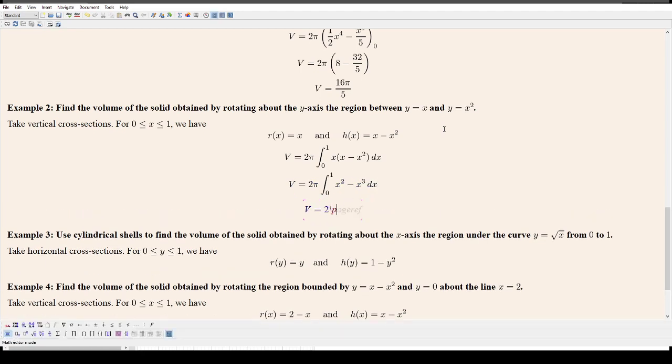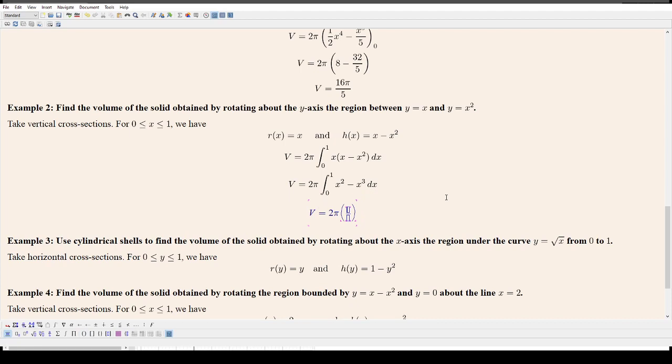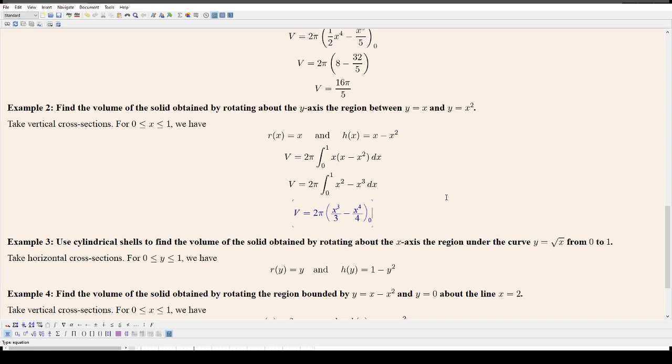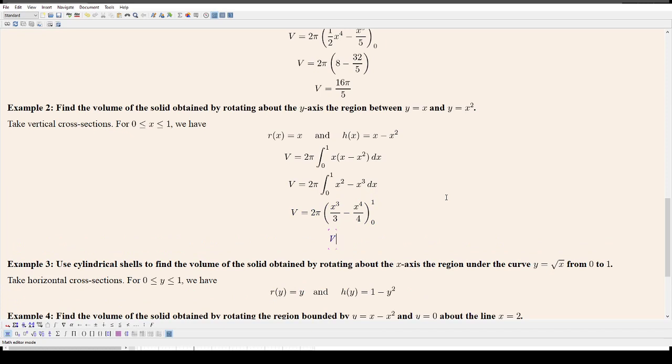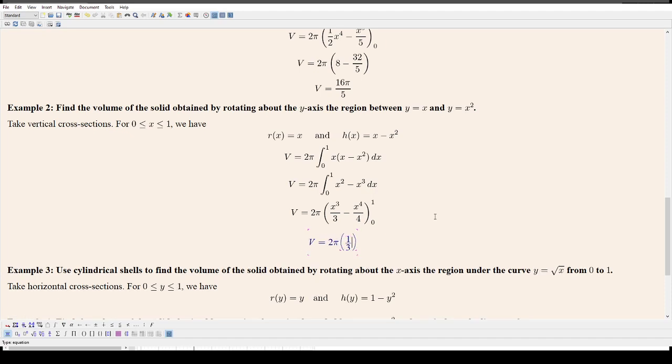I mean, of course, it still could. You still can come up with examples that are arbitrarily ugly, but well. So do the power rule. Evaluate between 0 and 1. If you plug in 0, nothing happens. If you plug in 1, you get 1/3 minus 1/4.